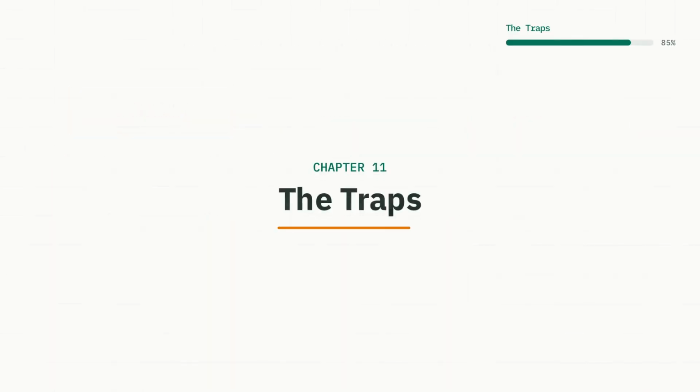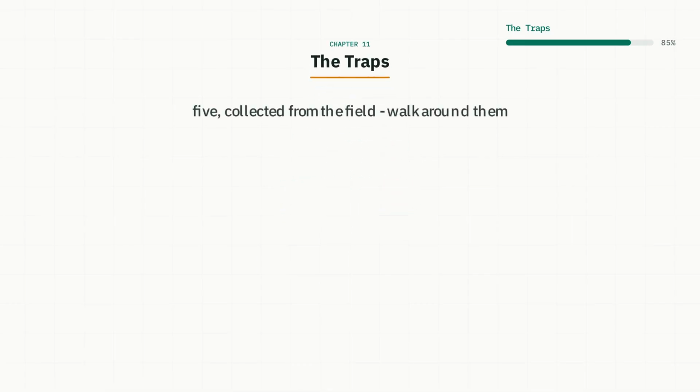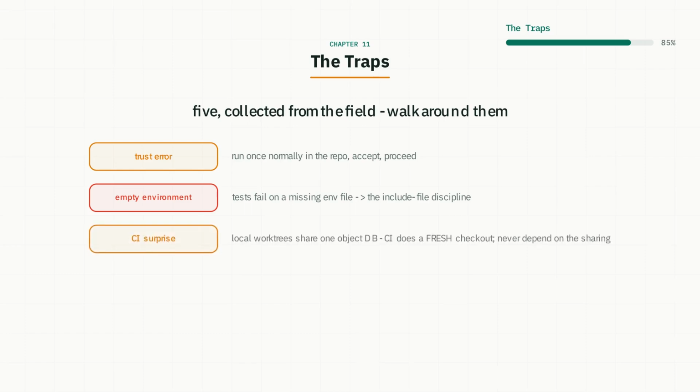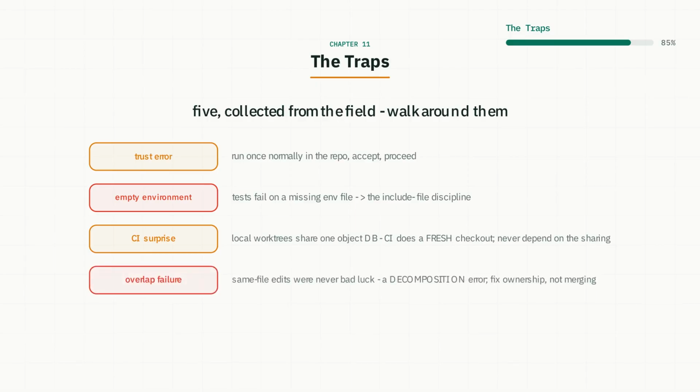Chapter 11, the traps, 5 of them collected from the field so you can walk around them. The trust error: the worktree flag exits asking for workspace trust. Run once normally in the repo, accept, proceed. The empty environment failure: agent starts, tests fail on a missing environment file. That's the include file discipline from chapter 5. The continuous integration surprise: locally your worktrees share one object database, but a CI runner does a fresh checkout, so never let a workflow depend on that sharing.